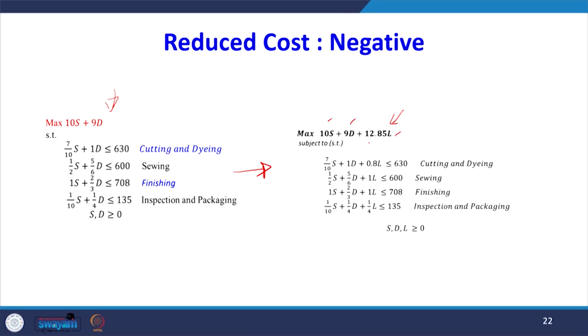The profit contribution of that is 12.85. That also consumes this much resources in the cutting and dyeing department, sewing department, finishing department, and inspection and packaging. Now this problem I am going to solve with the help of Solver. I am going to show what the value of the reduced cost is. In this problem, the reduced cost will become negative. I will explain what that negative reduced cost means.